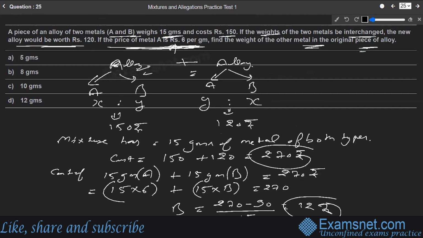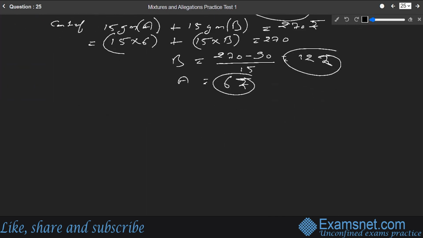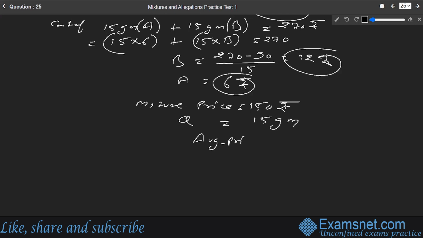And what should be the resultant mixture's price? The resultant mixture price in the first composition is 150 rupees only. And how much is the quantity? The quantity is 15 gram as given in the question itself. The price is 150 rupees and the quantity is 15 grams. So what should be the average price? The average price can be found by dividing 150 rupees by 15 gram, which is nothing but 10 rupees.